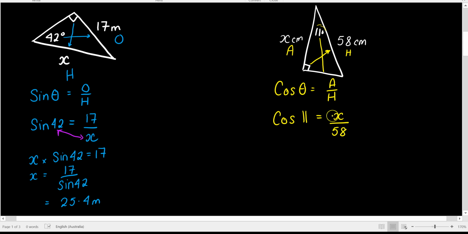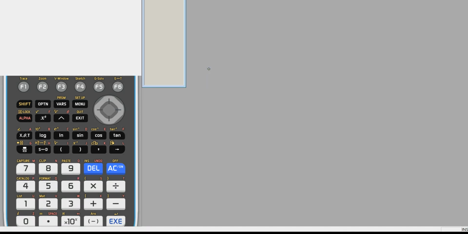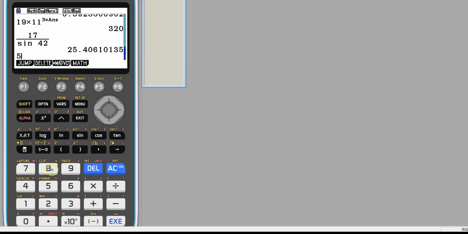We want to get x by itself, so to get rid of our divide by 58, we are going to multiply by 58, and we times that upstairs the other side, so it becomes 58 times cos 11. Now when I go to my calculator, notice the hypotenuse is 58, so I'm expecting a smaller answer. So 58 times cos 11. Let's try that. Now on your scientific calculators, make sure you close your bracket there.